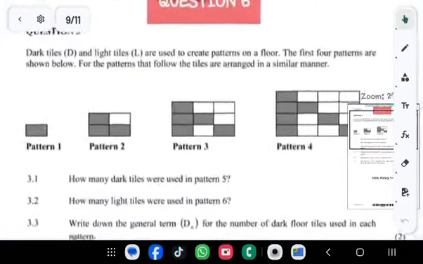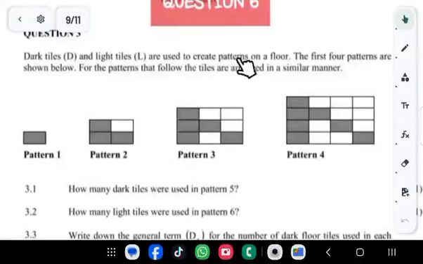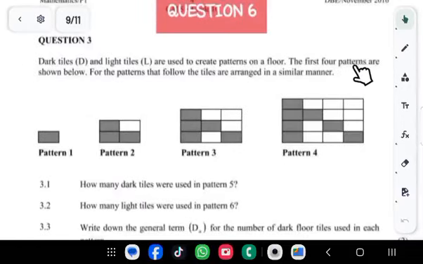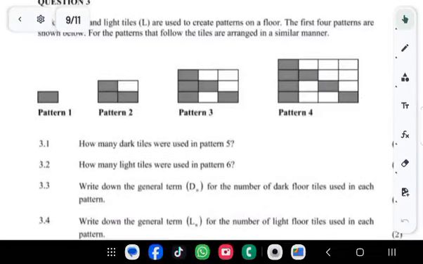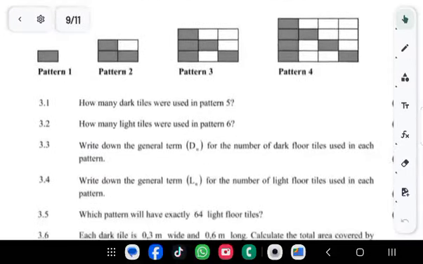Question 3. Dark tiles D and light tiles L are used to create patterns on the floor. The first four patterns are shown below. For the patterns that follow, the tiles are arranged in a similar manner. Okay, this is what we have. In pattern 1, we only have a gray one, dark. Pattern 2, 3 gray, 1 light, and so on and so forth. How many dark tiles were used in pattern 5?